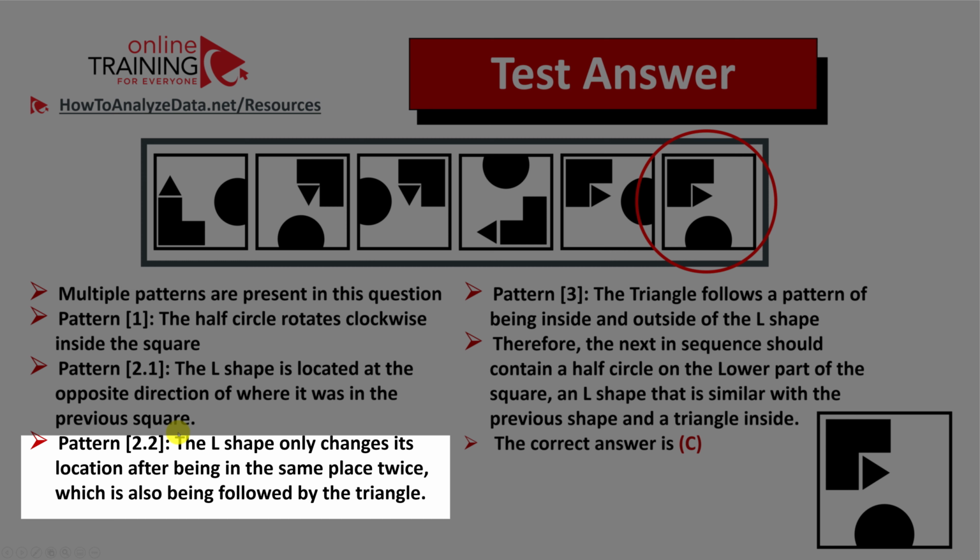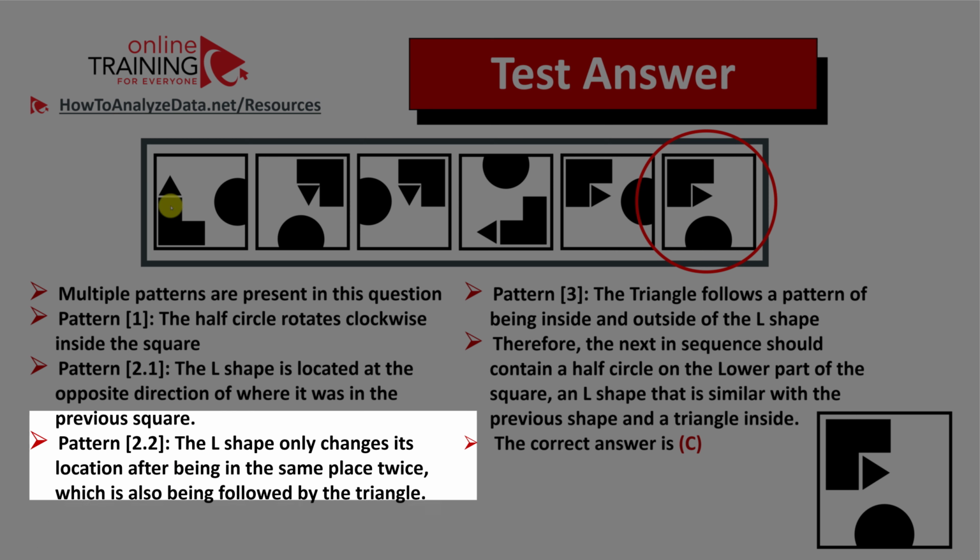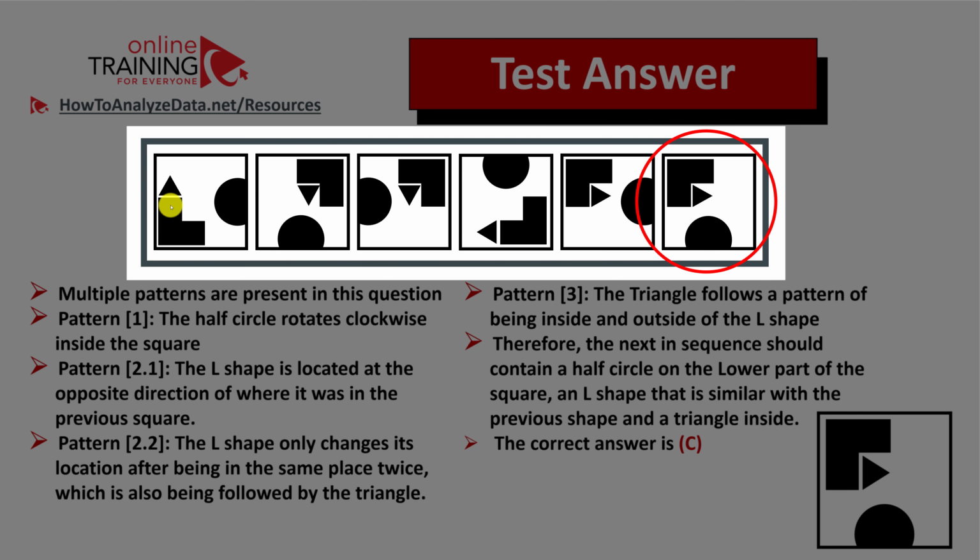And then the third pattern, also related to the L shape, is where the L shape only changes its location after being in the same place twice, which is also being followed by the triangle. As you can see, the L shape in the first square is located in the bottom left corner. And then in the next two shapes, it's located in the upper right, and then in the upper right again. Then it changes position and goes into the bottom right. And then the next two positions, according to the pattern, would be upper left and then upper left again.